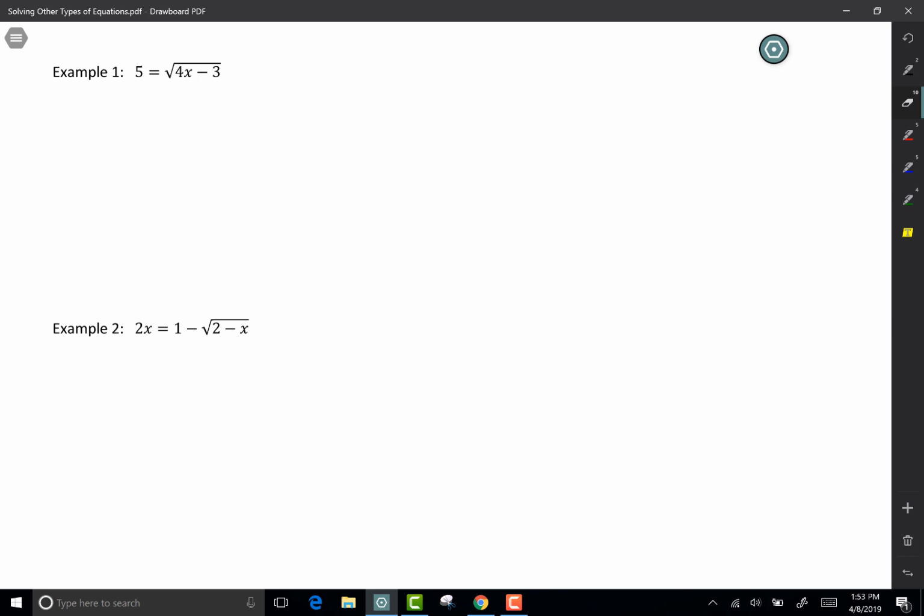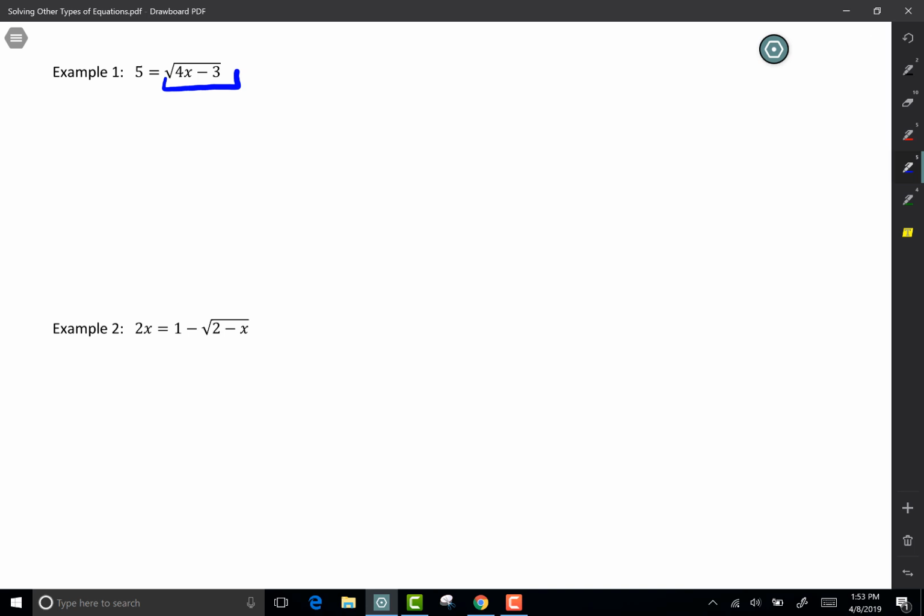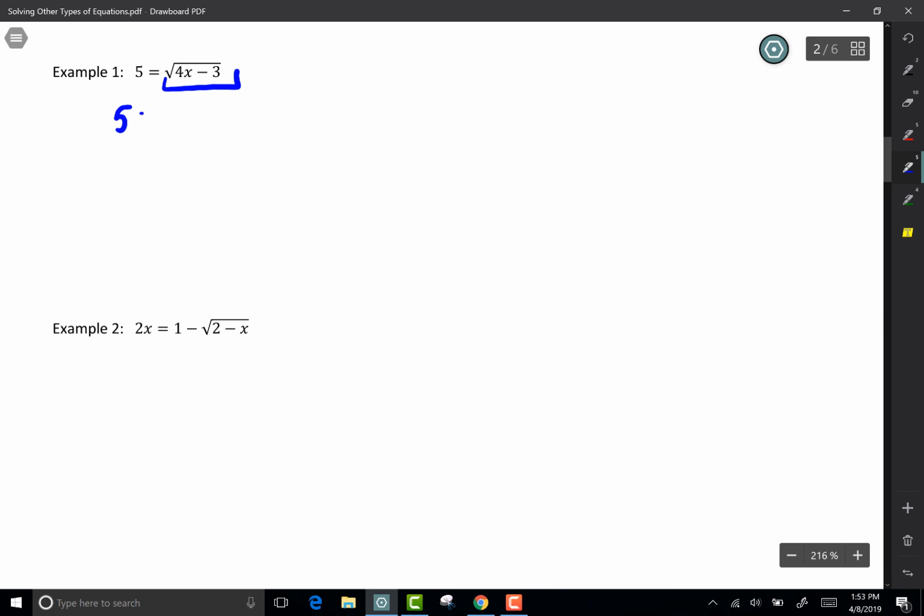Before you square both sides, though, it's really important that you isolate and get that square root by itself. So here's my square root, and it's by itself. So that's the first step. Once you get the square root by itself, then you can square both sides of the equation. Whatever I do to one side, I have to do to the other side. So I'm going to square this side, and I'm going to square this side.